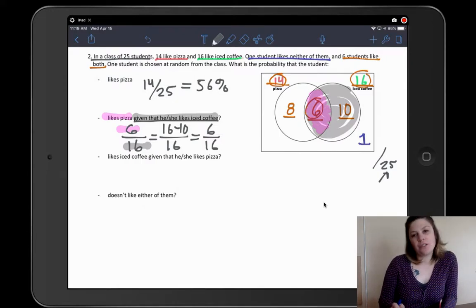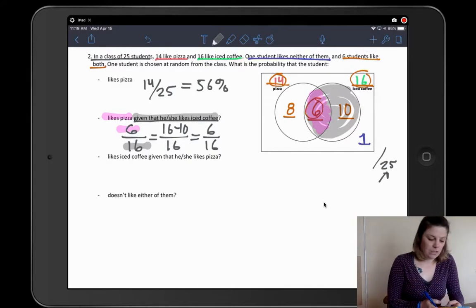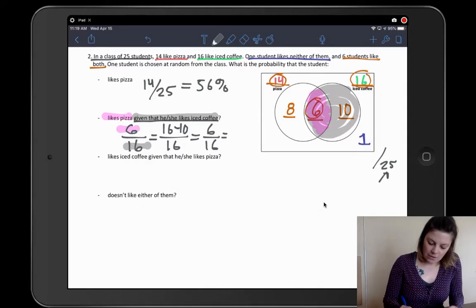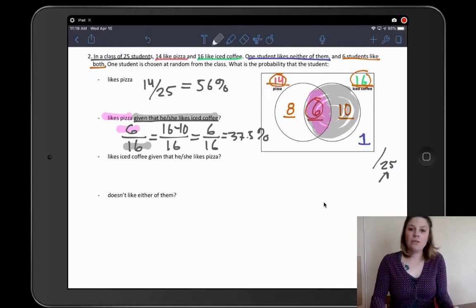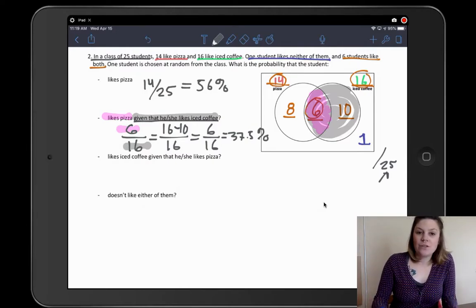So there's a couple different ways to show your work here, and I'm sorry if the way I showed it in the worksheet key was confusing. So we would do 6 divided by 16, and that would give us 37.5% for that answer.